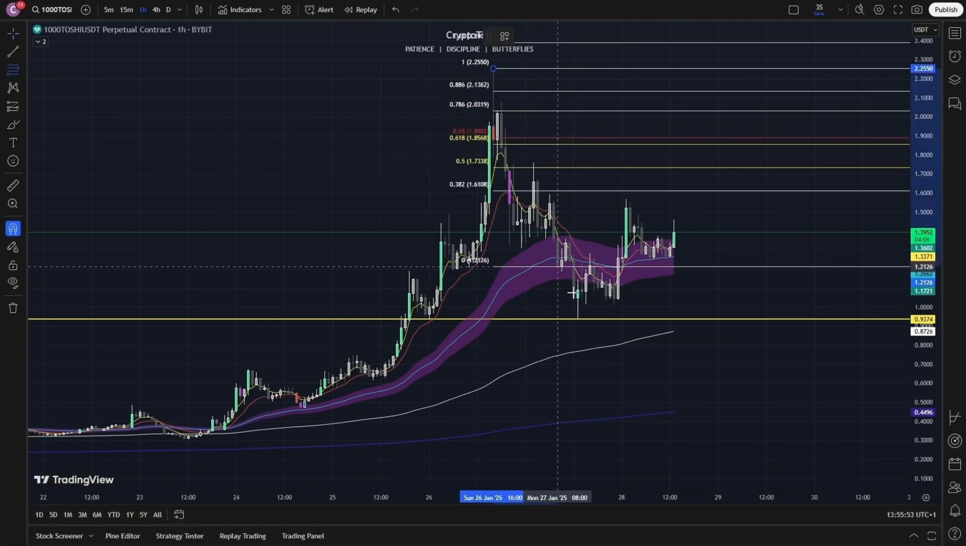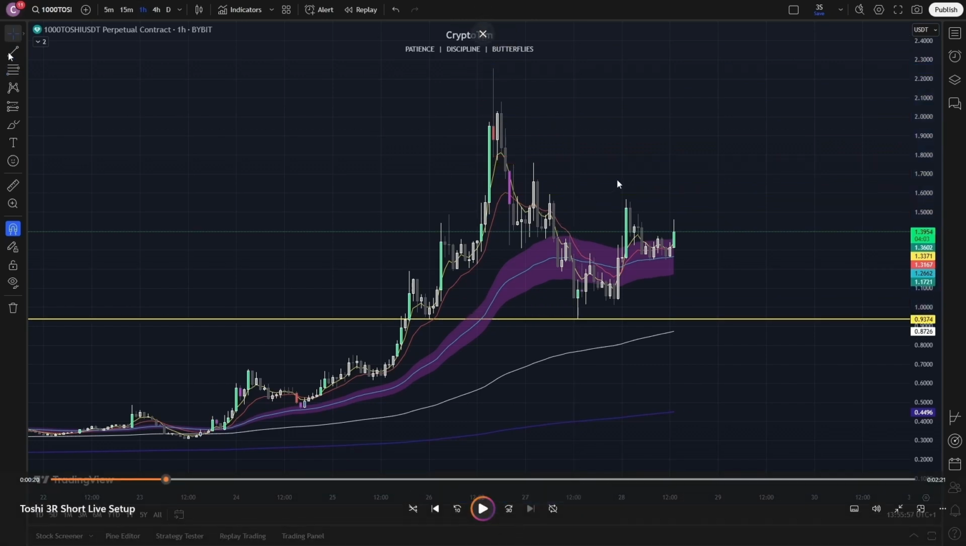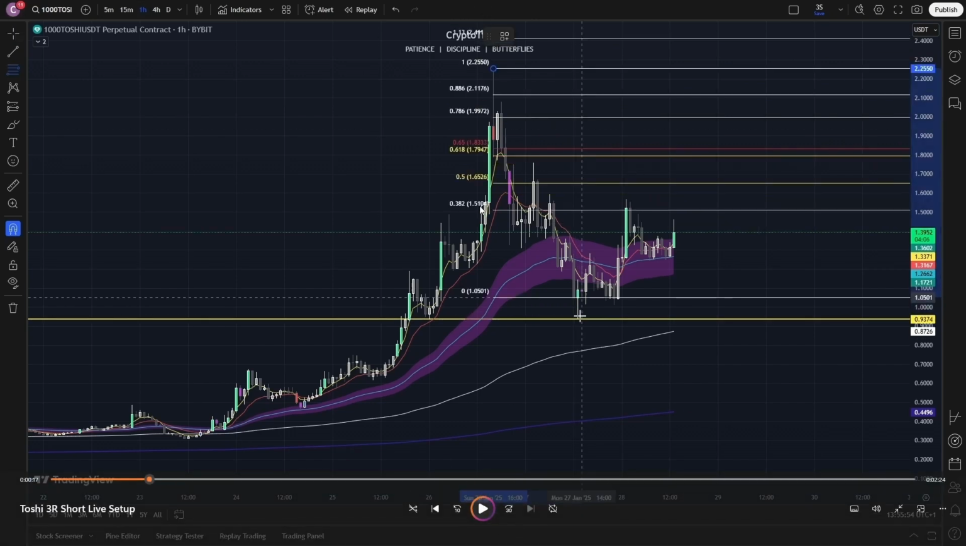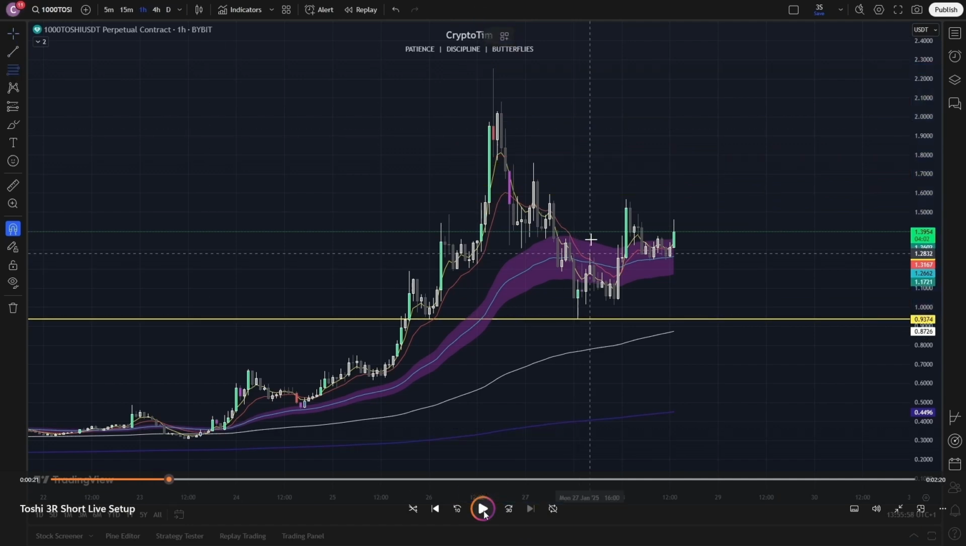We're going to check our fib now from our high to our low. Here we can see we're on the 0.382 level, and we pretty much bounced from there as well. So that's just the fib levels.